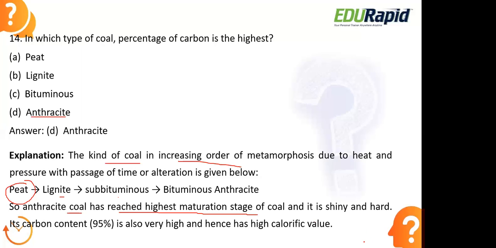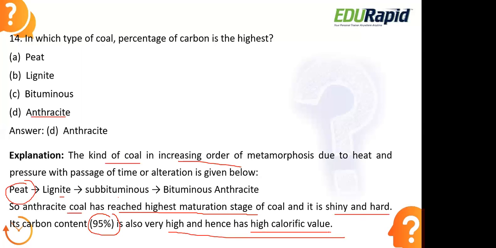And it is usually shiny as well as hard. The surface of anthracite appears shiny as well as hard. Clear? The carbon content is approximately 90 to 95%, and the rest is filled with volatile material, that is a mixture of different elements. And it also has a high calorific value.